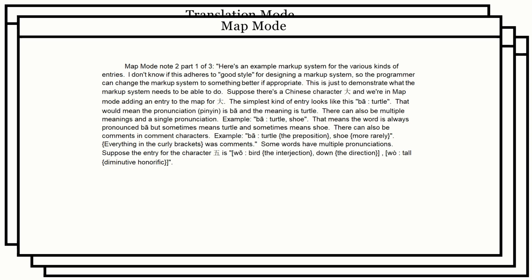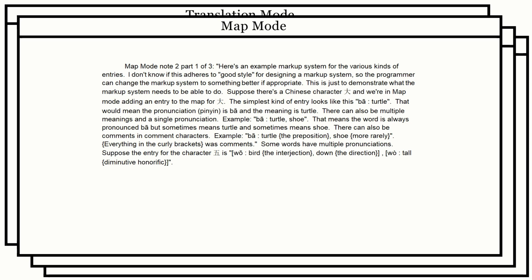And there can also be comments put between comment characters to indicate where they're comments. Okay, for example, now we just got the same example, but now with curly braces in each of the definitions. So we got turtle, and then in curly braces we have the preposition, so that's the comment. And then we got shoe, and then in curly braces more rarely. So more rarely is the comment. So everything in the curly braces was comments, and we'll see how those sometimes show up and sometimes don't pretty soon when we talk about glossing.